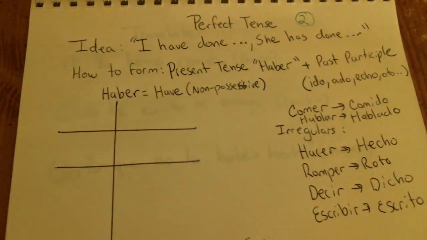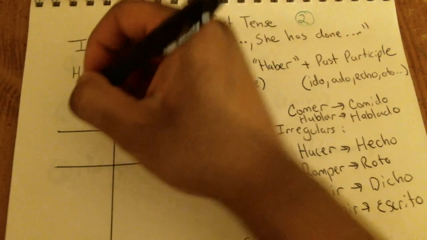Okay, this means have in the non-possessive way. So the possessive have is like, you know, I have $3 or I have a cat. But that's not the kind of have we need. We need the kind of have that says like I have spoken or I have eaten. So that is haber. And how do you conjugate haber?